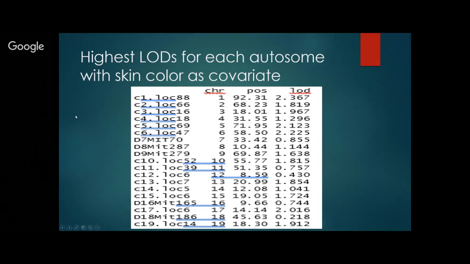And here is similar data that I presented a couple slides back with the covariate of skin color added. I'm not sure if you can tell, but the LOD scores in general are lower. You have a highest LOD score on chromosome 1 again, and that's only 2.36 in this case, as opposed to 3.3 from the last output.